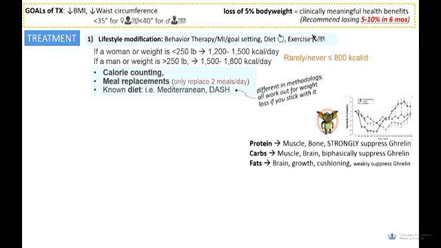Just to talk about how different proteins, carbs, and fats are digested, protein goes to the muscle and bone, and it strongly suppresses ghrelin. Carbs go to the muscle and brain, and they biphasically suppress ghrelin. And fats go to the brain growth and provide cushioning for your organs, and they weakly suppress ghrelin.